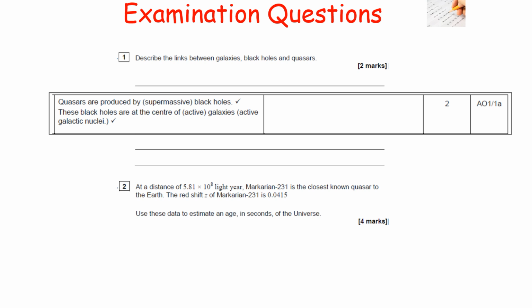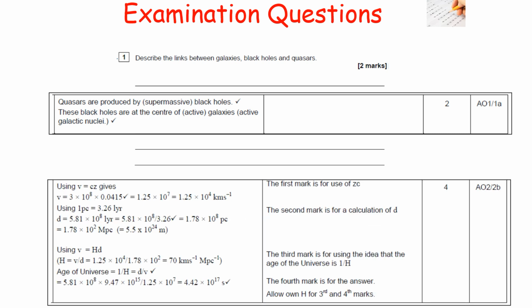So the quasar is a bright radio source due to the emission of radiation as matter goes into a supermassive black hole in the centre of an active galaxy. Now this next question, once again, like the previous question, we're going to have to link our two equations. Now we firstly know that z is equal to v over c, so therefore v is equal to c times z. So we know c is 3 times 10 to the 8. We're given z in the question, so we get our answer in meters per second.